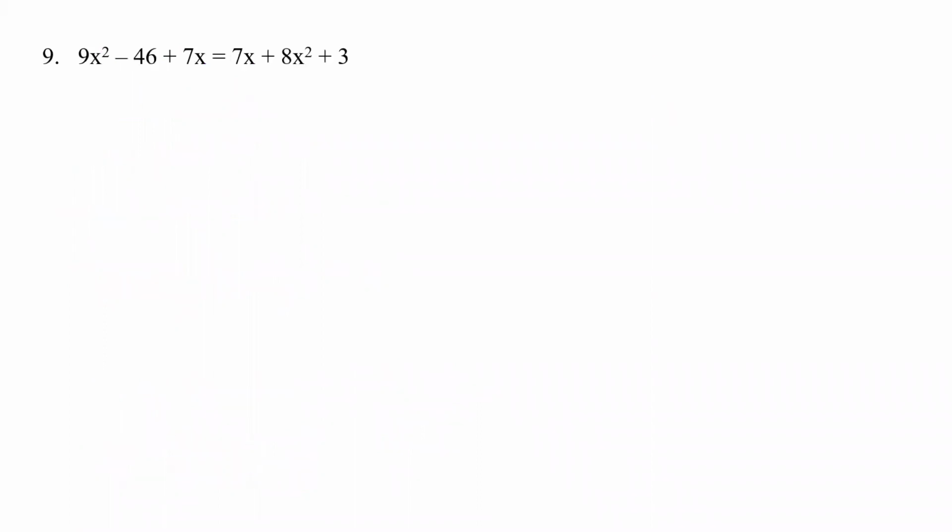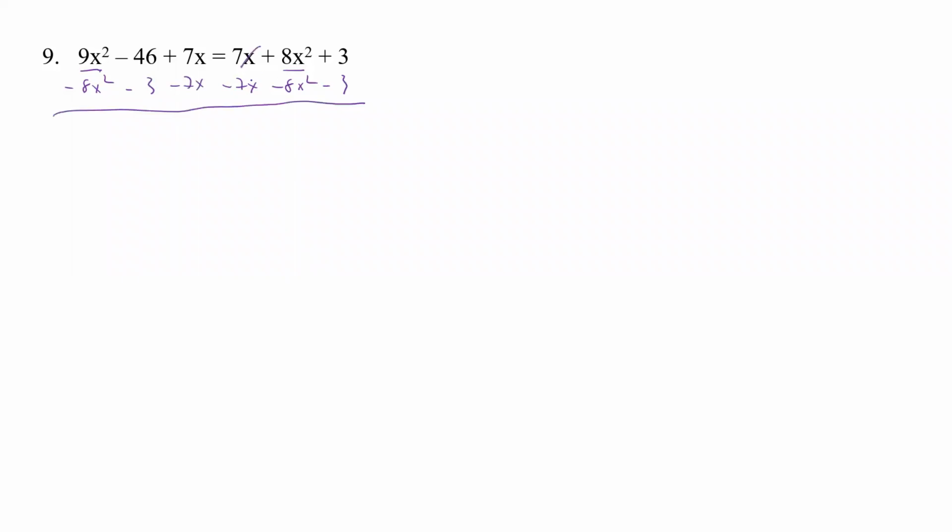All right, now we have a whole bunch of stuff on each side. So now we want to look and see where we would get the positive highest term. Here we have a 9x squared, here we have an 8. So let's take everything to the left. We'll subtract 7x, subtract 8x squared, and subtract 3.